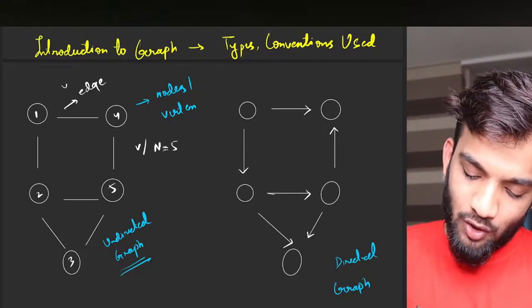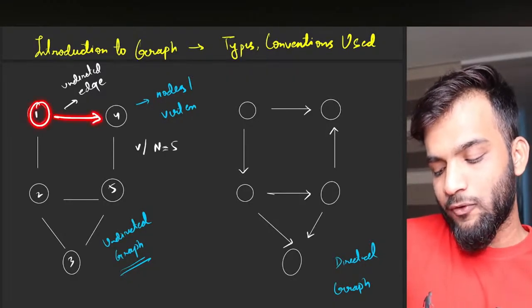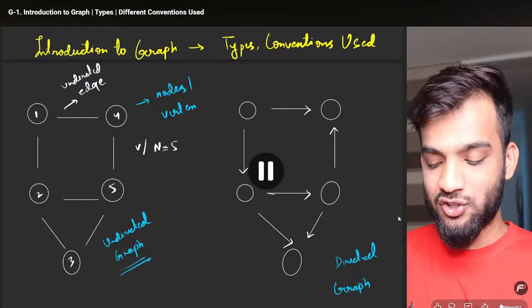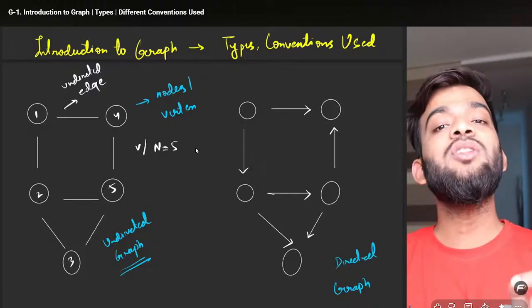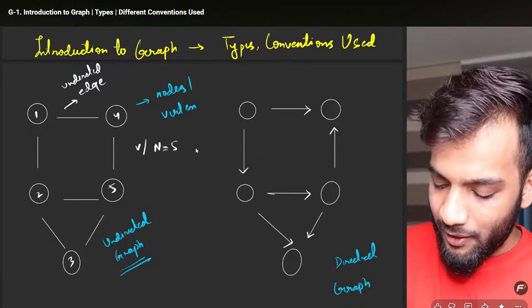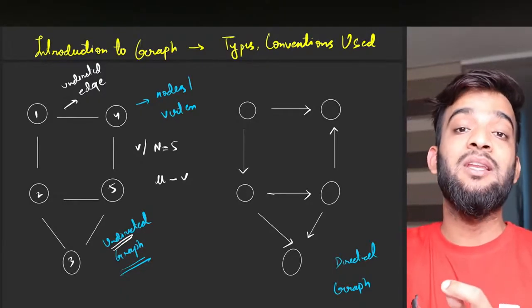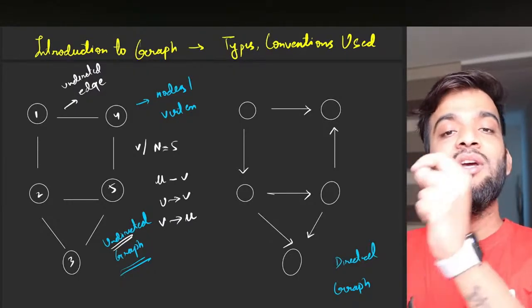If I'm being specific, this edge can also be called an undirected edge. Why undirected edge? If you see, the edge can go from 1 to 4, right? Or the edge can also go from 4 to 1. So it can be a bi-directional edge. The edge can be in both the directions. So whenever you see an undirected graph and there is a mention that there is an edge between u and v, it means that there is an edge between u and v, as well as an edge between v and u. So an undirected graph means there can be an edge in both the directions.